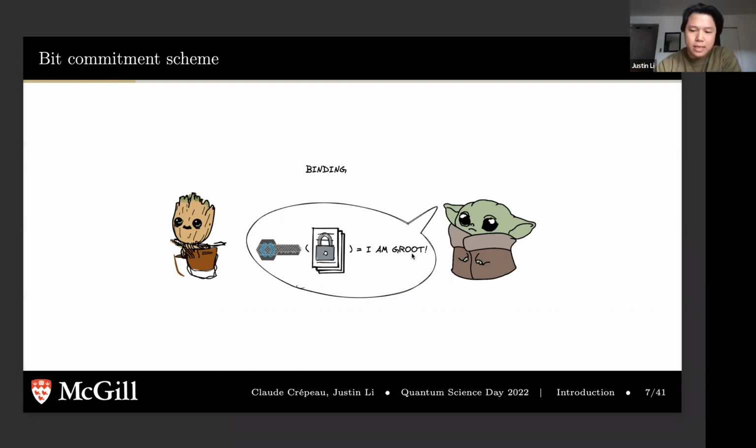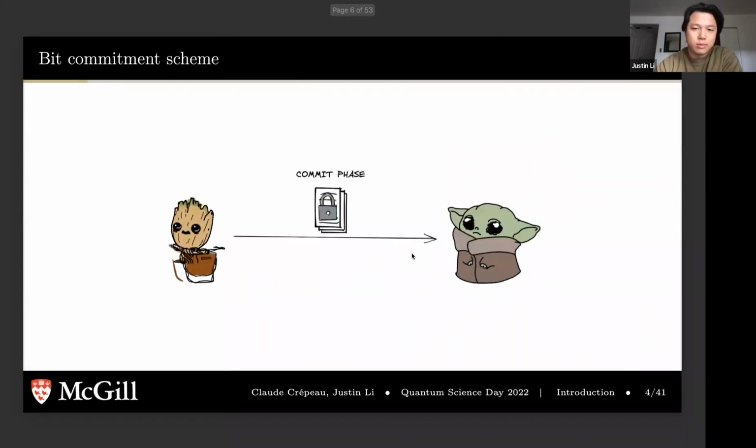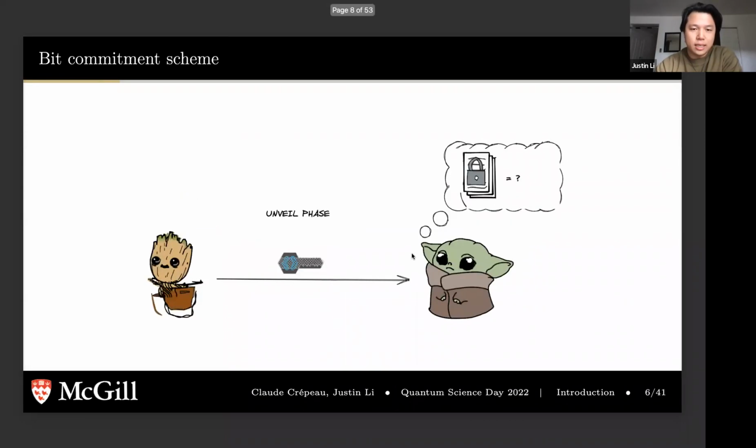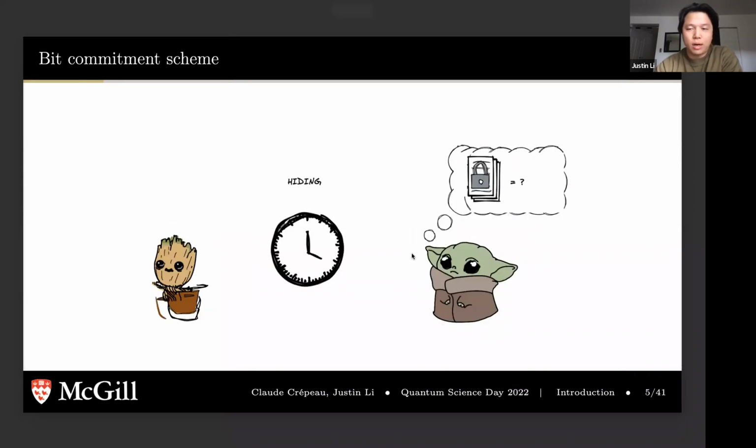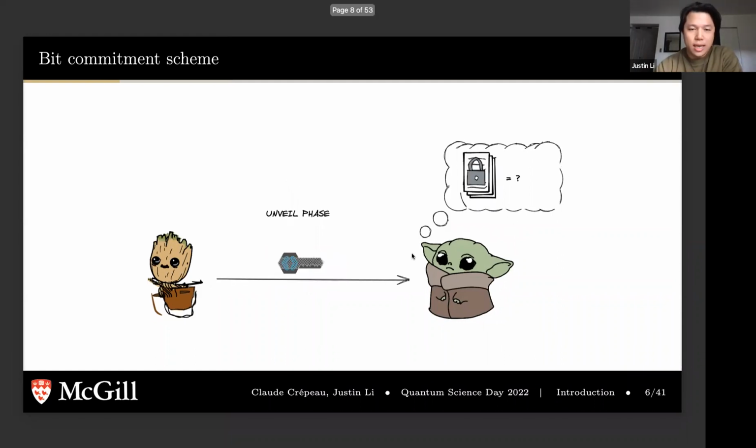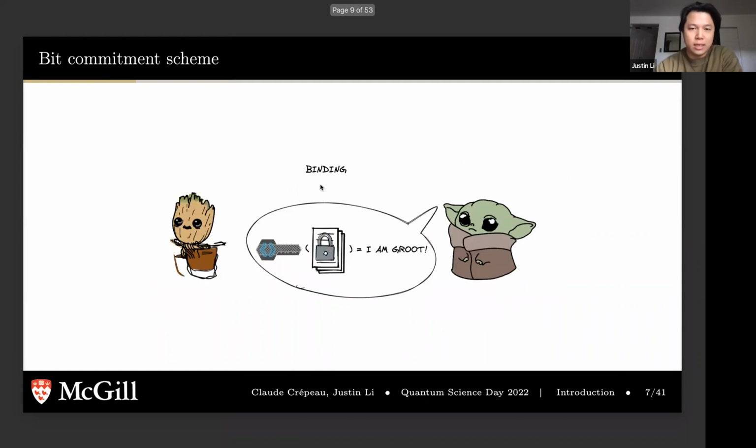So to recap, the bit commitment scheme has 2 phases: the commit phase, by concealing the message, and the second phase, the unveil phase, when he unveils what the original message is. And it has 2 properties: the hiding property, where the second party cannot find out what the original message is without the additional material, and the binding property, where the first party cannot change what the original message is once he sends the concealed message and the additional information.